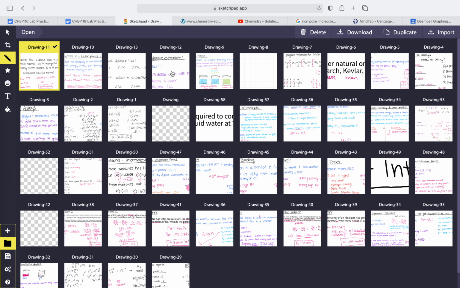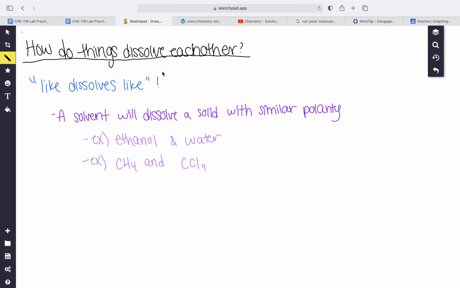Okay, so that's it for that. Now let's talk about how things dissolve each other. So why does salt dissolve in water? And why does salt not dissolve in something that's nonpolar? So we always use the saying, like dissolves like. That's the easiest and the most plain way to say it.